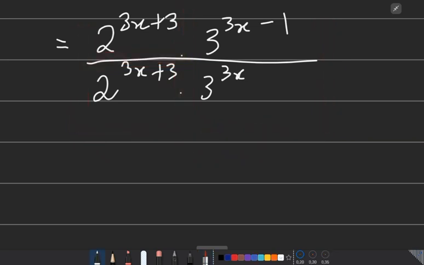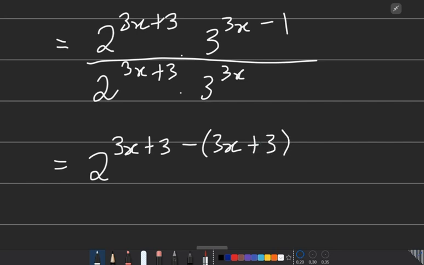So this means it's actually 2 to the power of 3x plus 3 subtracted by 3x plus 3. So it's 3x plus 3. And then for the base of 3, it's going to be 3x minus 1 minus 3x.